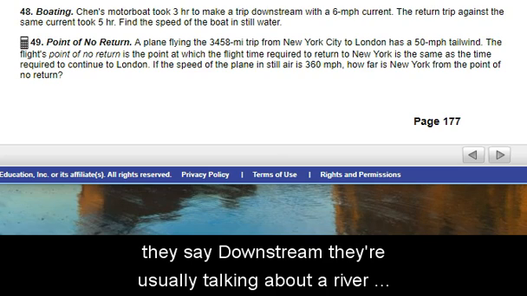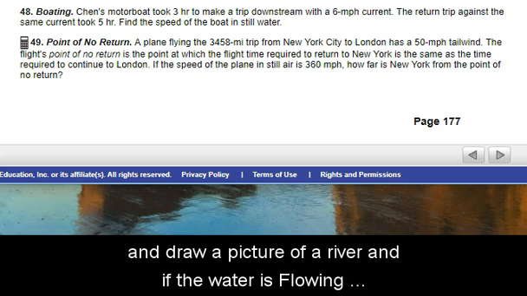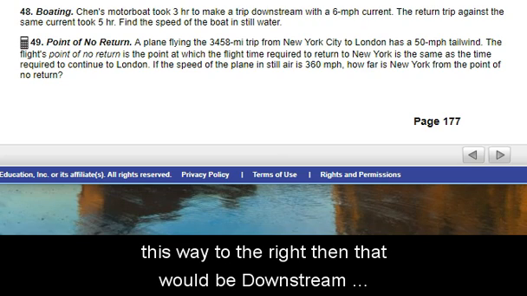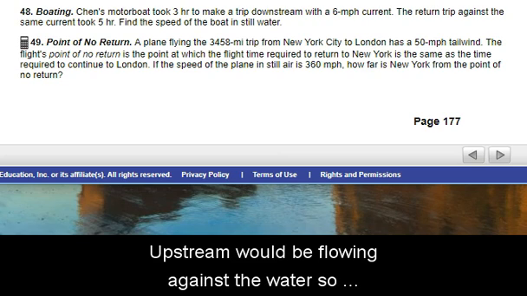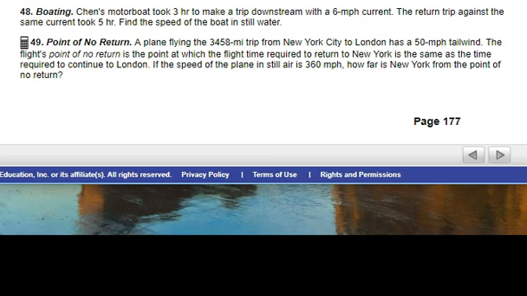When they say downstream, they're usually talking about a river, something that has current in it. So I'm going to go ahead and draw a picture of a river. And if the water is flowing this way to the right, then that would be downstream. Upstream would be flowing against the water. So downstream, it took 3 hours. So I can write time to go downstream would be 3 hours.